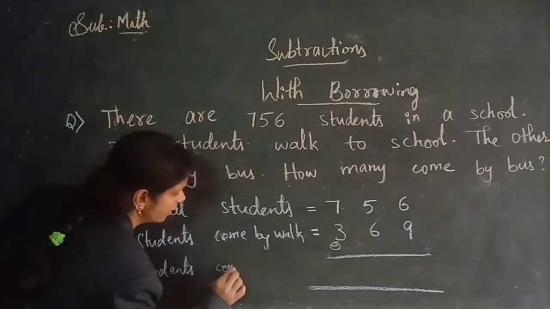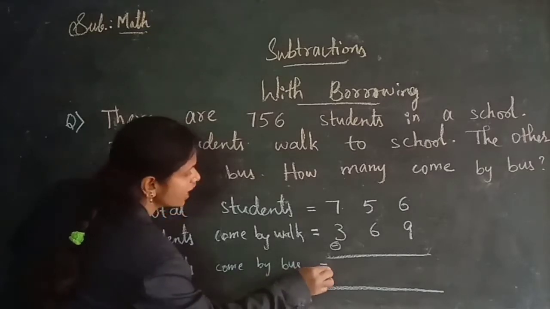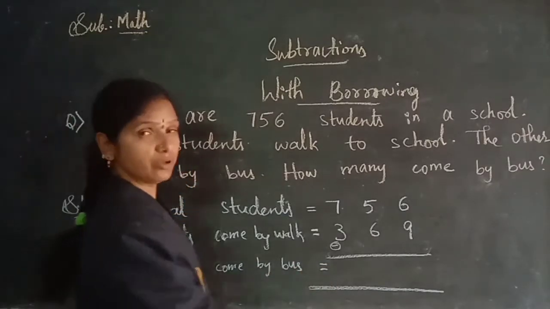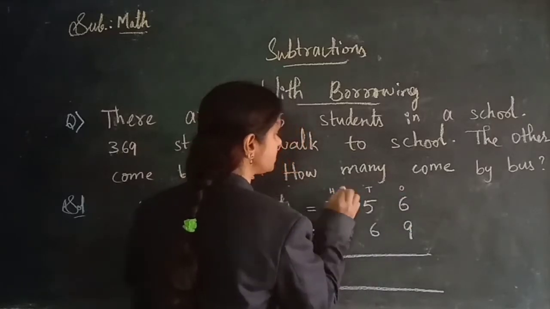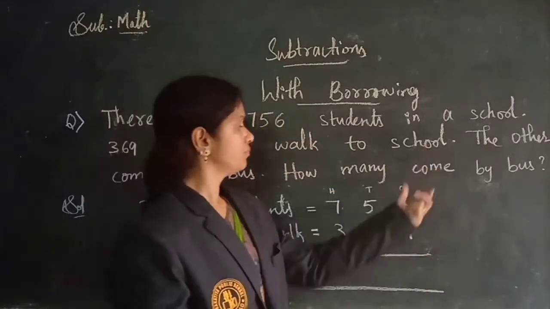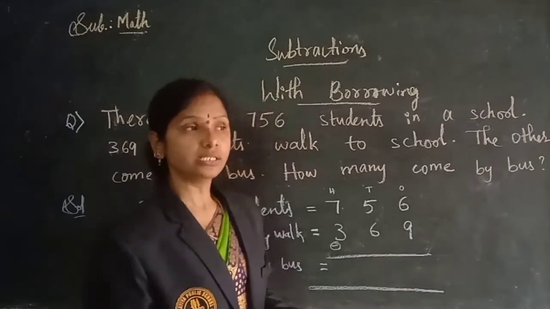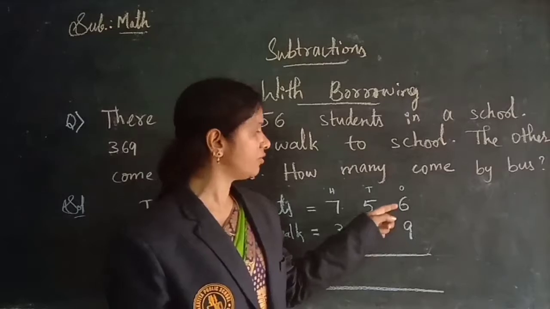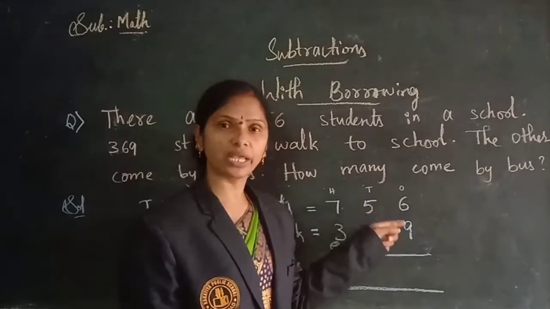Students come by bus. So how many are coming by bus? Let's find here. First, before that you need to write the places on it: ones, tens, hundreds. Come on, let's simplify the ones column. 6 minus 9 children. Is it possible here to subtract 9 from 6? No. Why? Because 6 is smaller than 9.